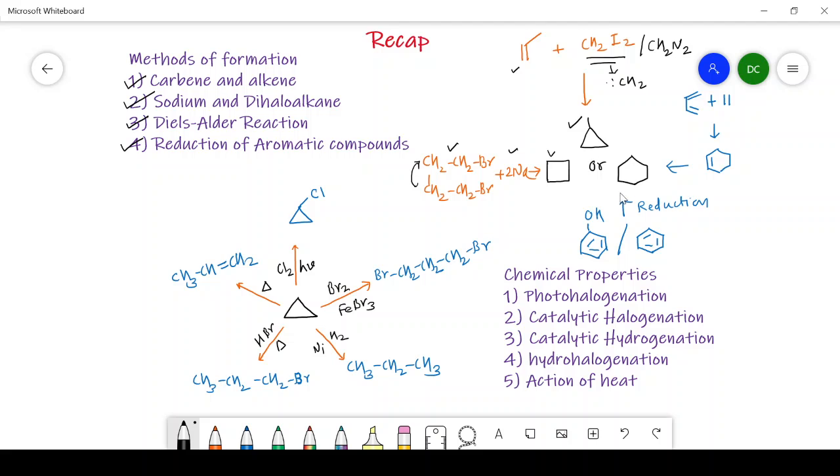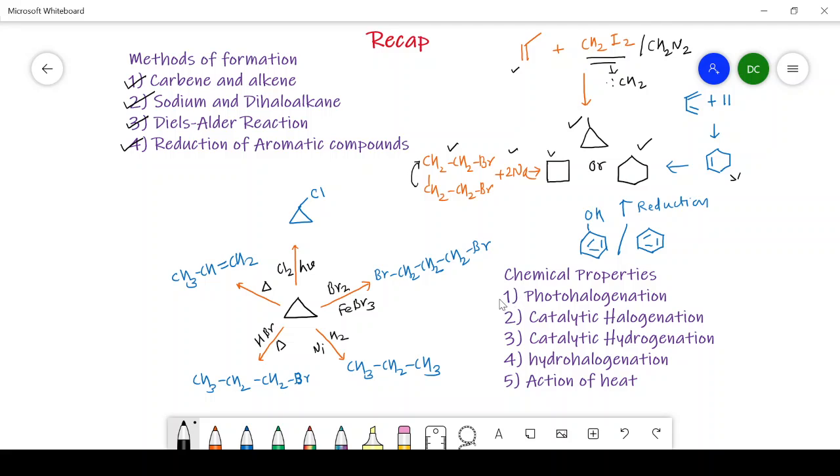Whereas in third and fourth methods of formation, we generally get a cyclohexane derivative in which first step there is a formation of cyclohexene, which is having a double bond in its structure and undergoes a reduction to form cyclohexane derivatives. Either reduction of phenol or benzene takes place, or cycloaddition reaction of butadiene and ethene, that is diene and dienophile, takes place to form cyclohexane derivative. This is all about the methods of formation of cycloalkanes.